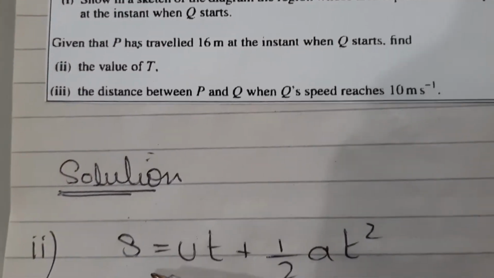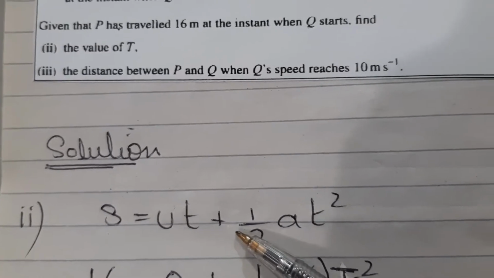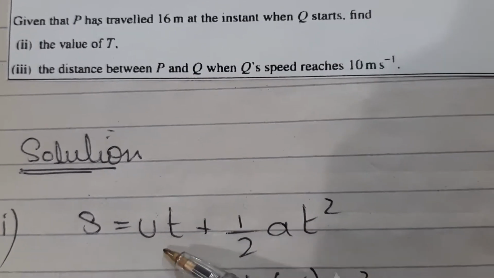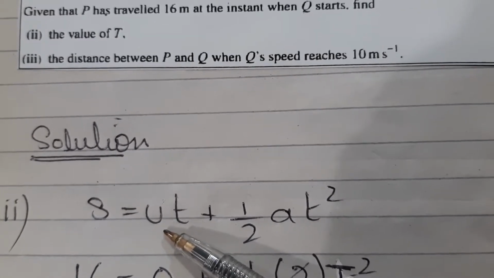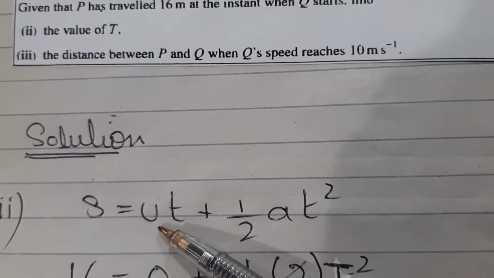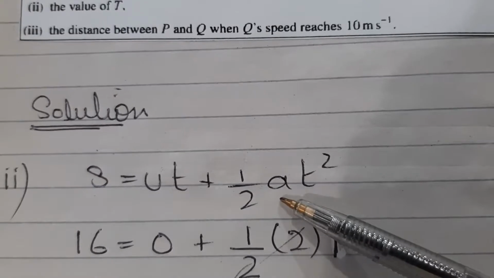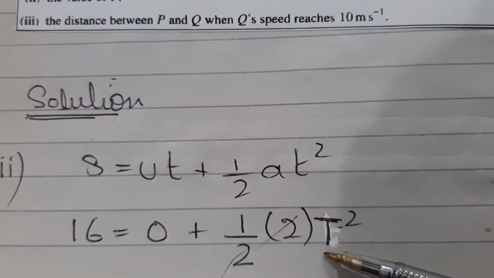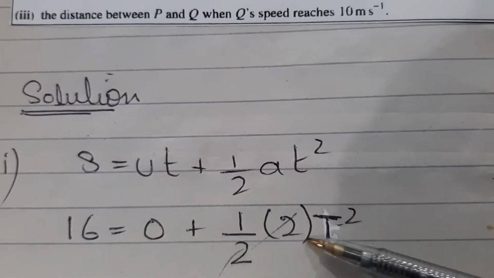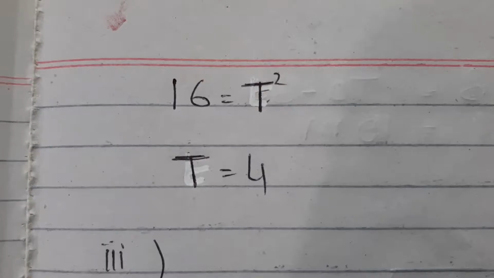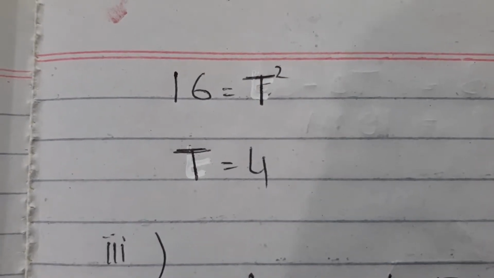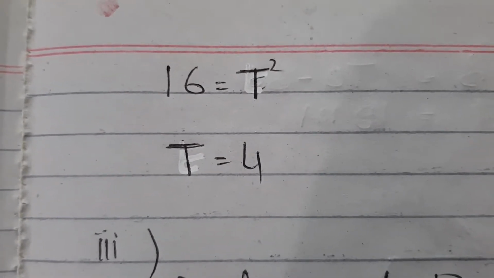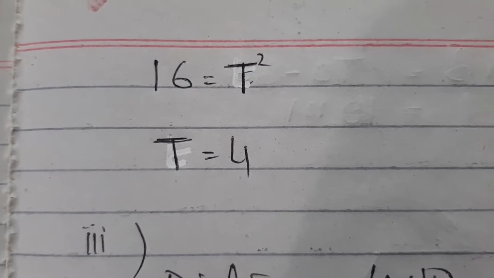See here, s equals ut plus half at squared. Distance is 16. Initial speed is 0 for P. Acceleration is a. And how much time has passed? Capital T is mentioned in the figure. So you are using the same figure and you are solving it. So you get T equals 4. So it was 4 seconds. Once P starts, then after 4 seconds Q starts, right?